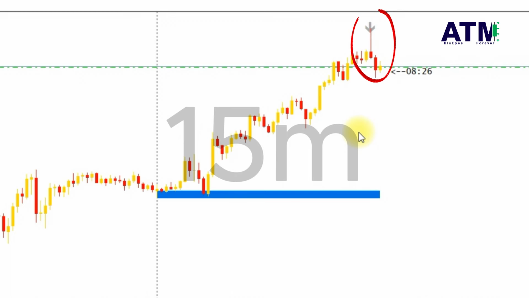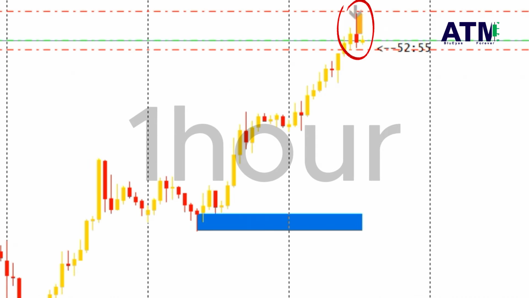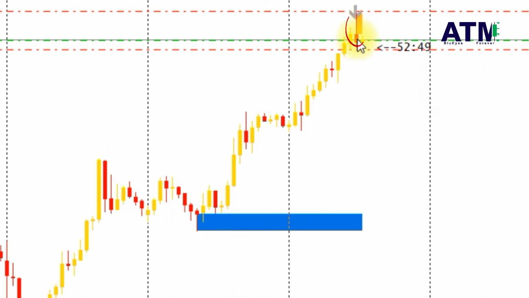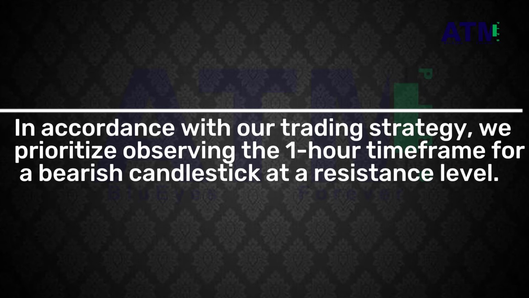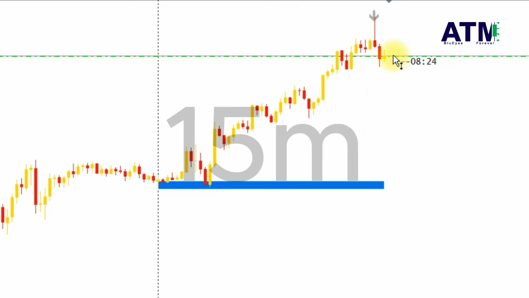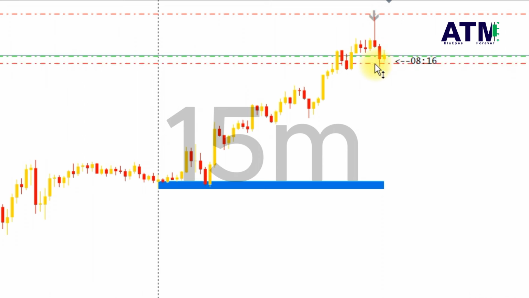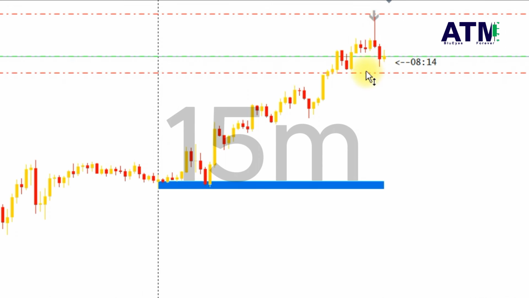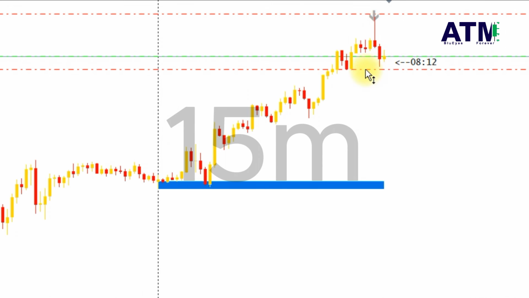Welcome to our trading analysis. We are currently observing the 15-minute time frame where a sell signal is emerging due to the pattern and price action. Notably, our 1-hour time frame candlestick is exhibiting a bearish formation. In accordance with our trading strategy, we prioritize observing the 1-hour time frame for a bearish candlestick at a resistance level. We then switch to a 15-minute time frame to identify specific candlestick patterns, enabling us to enter a sell position. Upon entry, we set our stop loss and take profit levels.